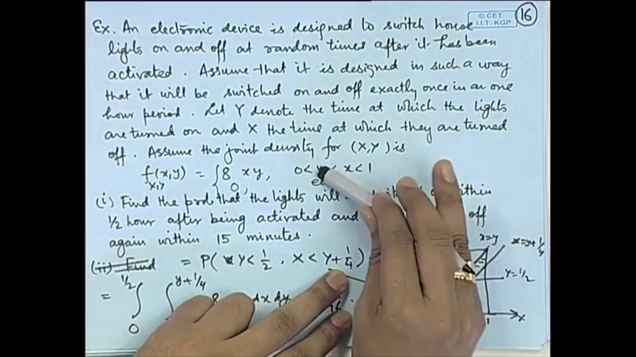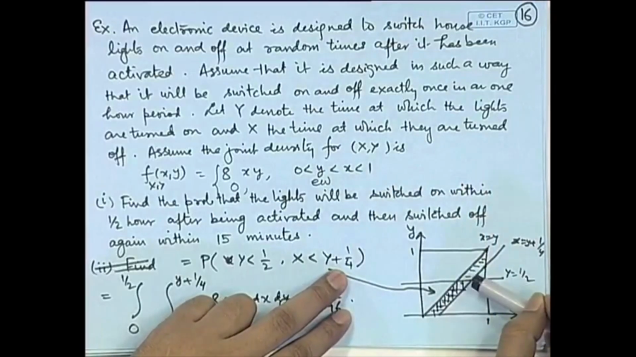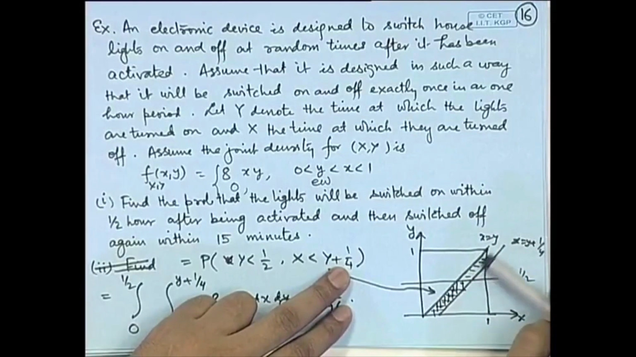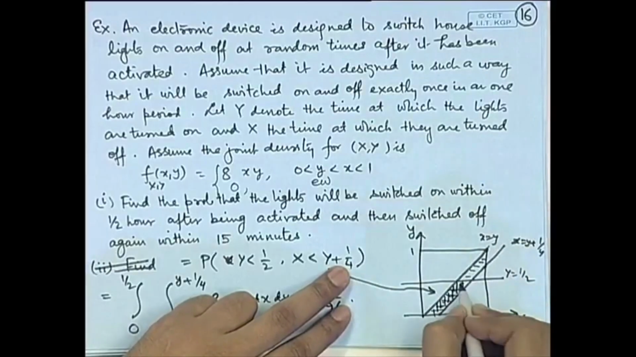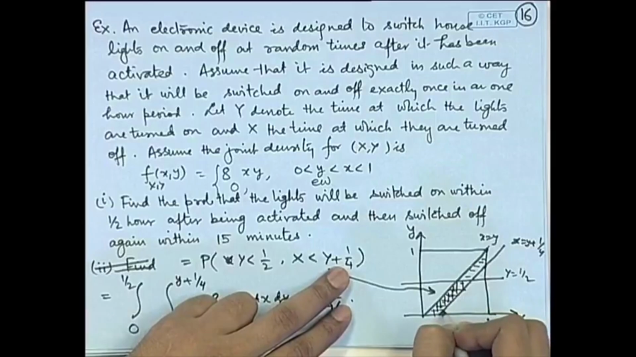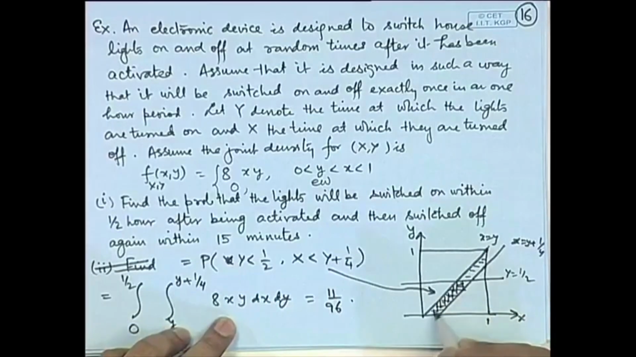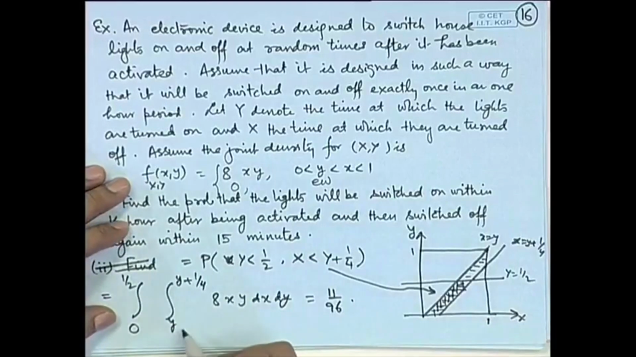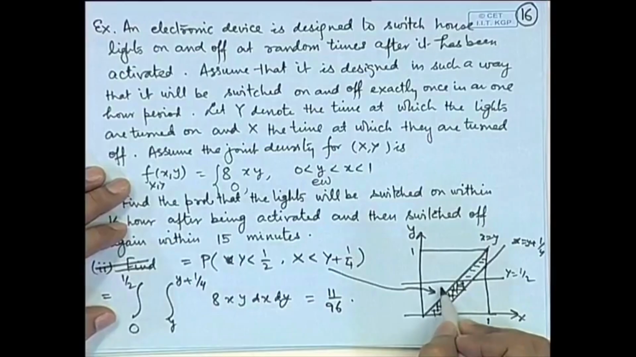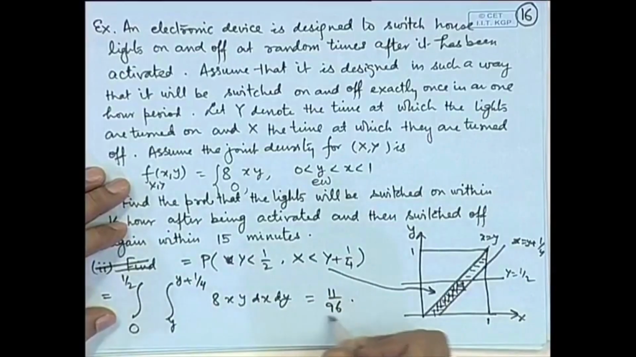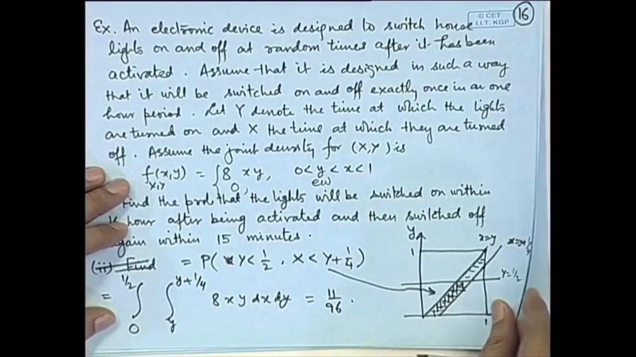Now, x is greater than y, that means here, and the line x equal to y plus 1 by 4 is this line. So, we are basically in this zone. So, we have to integrate the joint density 8xy over this region. So, the limits of integration are for x, y to y plus 1 by 4, and for y it will be 0 to half. So, this turns out to be 11 by 96.